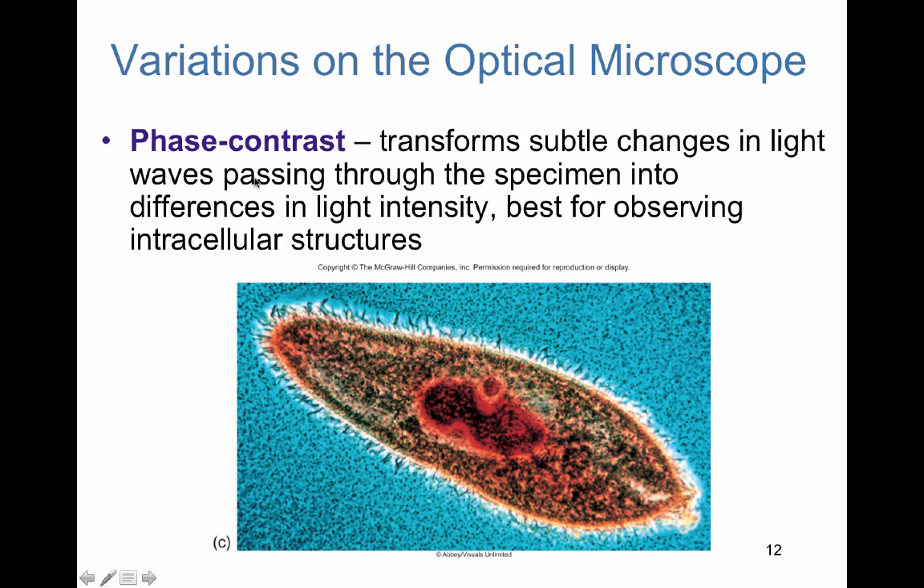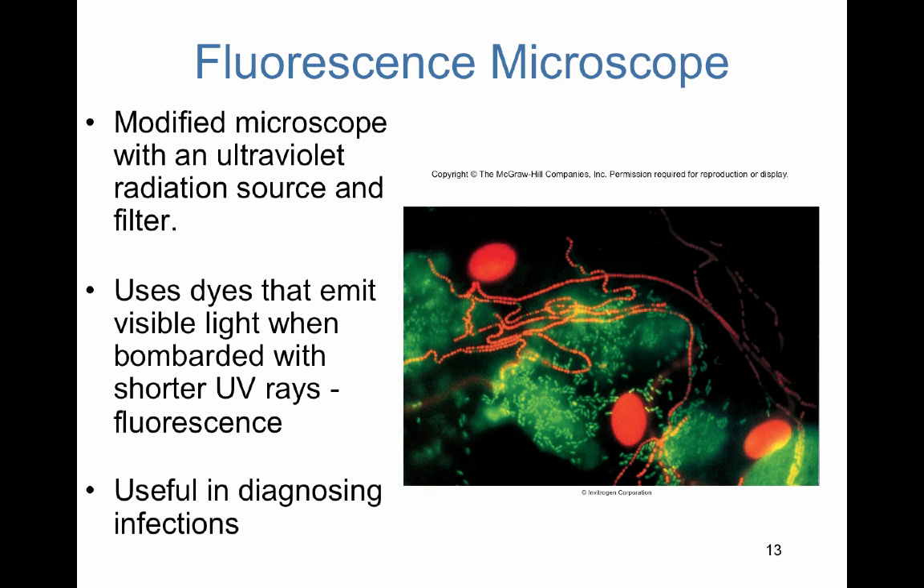We also have phase contrast. So phase contrast is another type of light microscopy, and this is one that provides a greater resolution or resolving power of the specimen that you're observing. And this is ideal for observing some of the intracellular structures within, this is again a paramecium, a eukaryotic cell. So some of the organelles you may be able to visualize using phase contrast. So we're still within the light microscopy realm here.